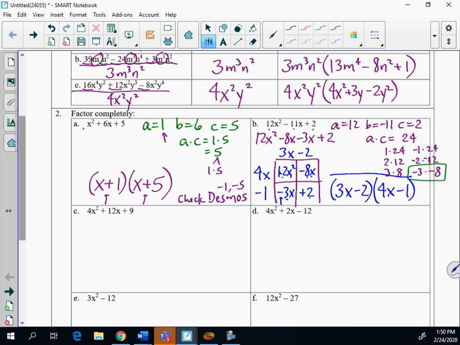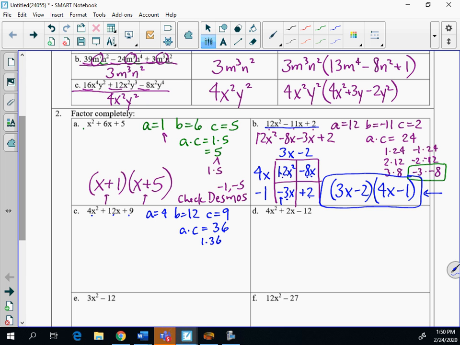And of course, you can check in Desmos by putting the original in line 1, put your answer in line 2. They should match. Again, do we have a GCF? We do not. So we do a equals 4, b equals 12, c equals 9. And we multiply a times c, and it gives us 36.